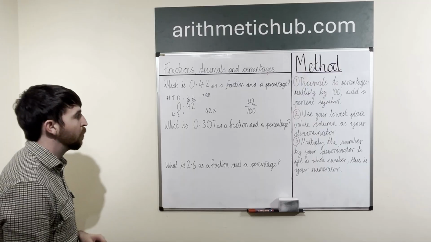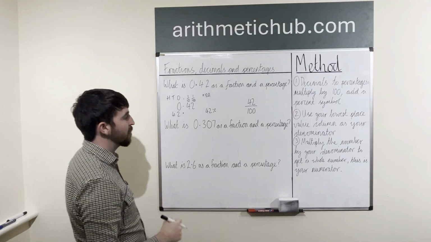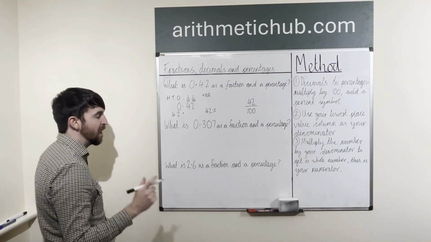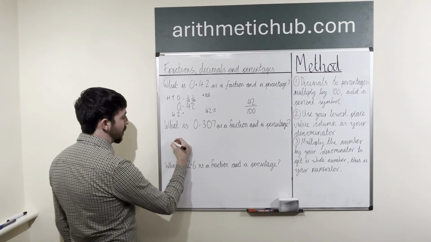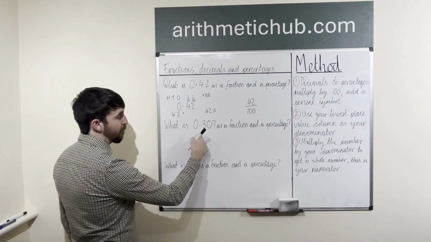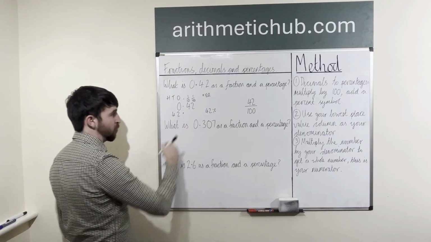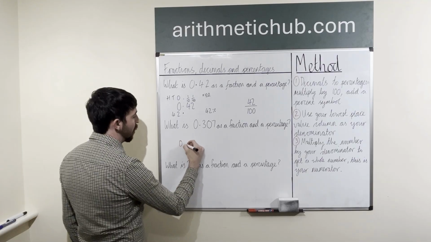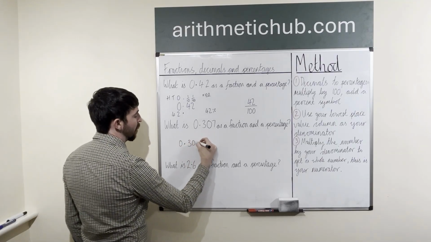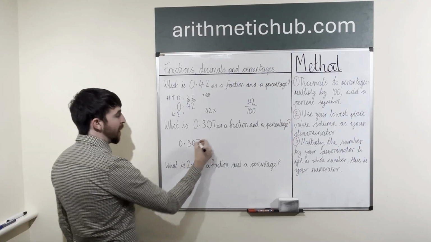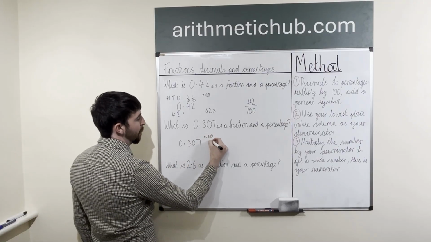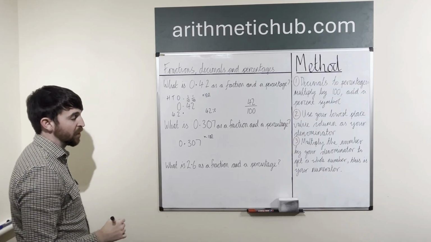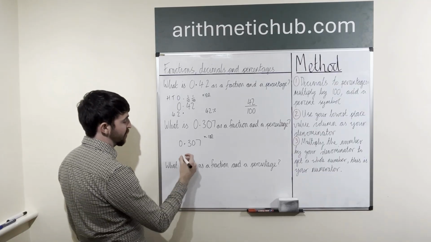Let's have a little look with this one. So what is 0.307 as a fraction and as a percentage? Again, we're going to start off by converting it from a decimal into a percentage. We do that by multiplying by 100. So we've got 0.307, and we're going to multiply it by 100. We know how to multiply by 100 by now. 2 zeros in the question. We're going to move it 2 places to the left.